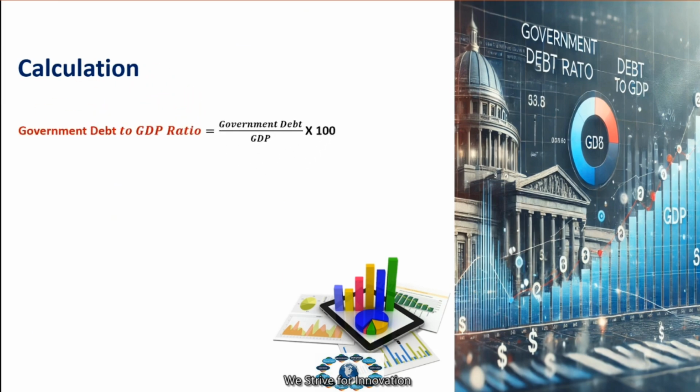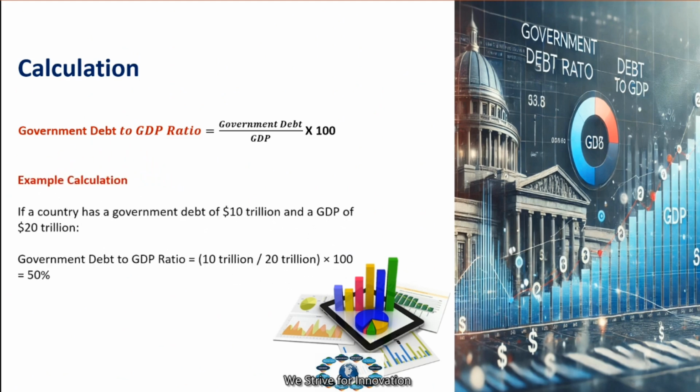Now, how do we calculate it? It's a very simple formula: government debt divided by the GDP, multiplied by 100. Let me give you an example. Let's say a country has a government debt of 10 trillion and a GDP of 20 trillion. You just divide the 10 trillion by the 20, multiply by 100, and you end up with 50%. That's the government debt to GDP.